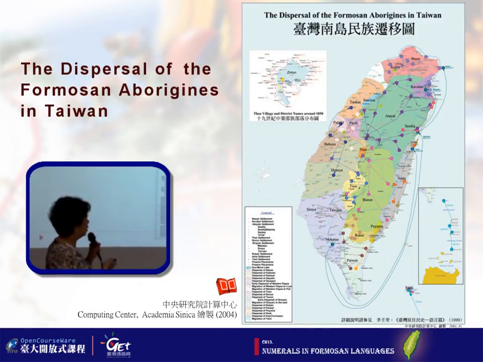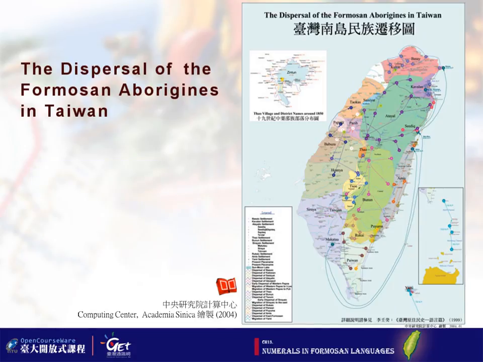That's Orchid Island, and you have the Nice tribe. So these are the nine tribes of the Formosan people here in Taiwan. So at least you get a relative location of where these tribes are located relative to Taiwan.